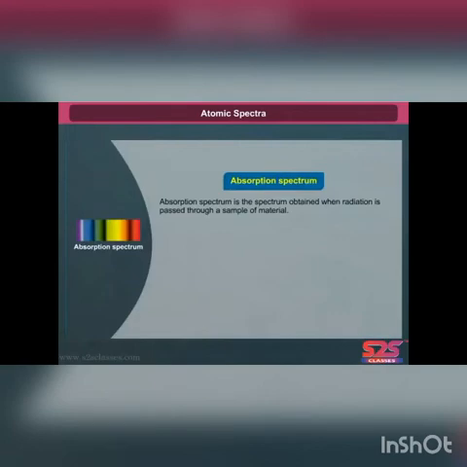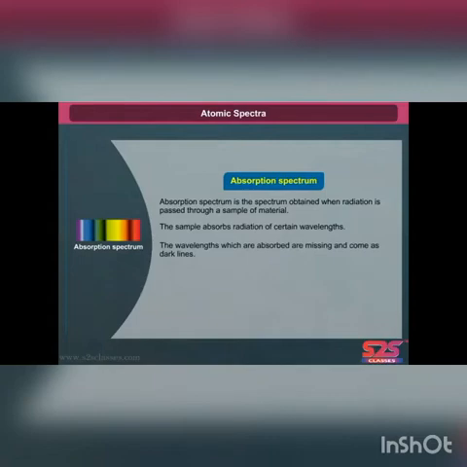Absorption spectrum is the spectrum obtained when radiation is passed through a sample of material. The sample absorbs radiation of certain wavelengths. The wavelengths which are absorbed are missing and come as dark lines.